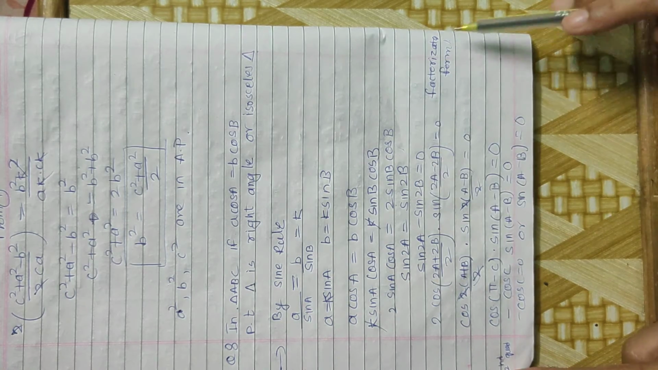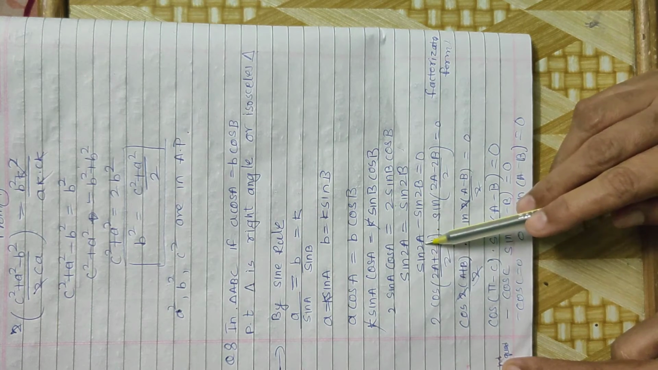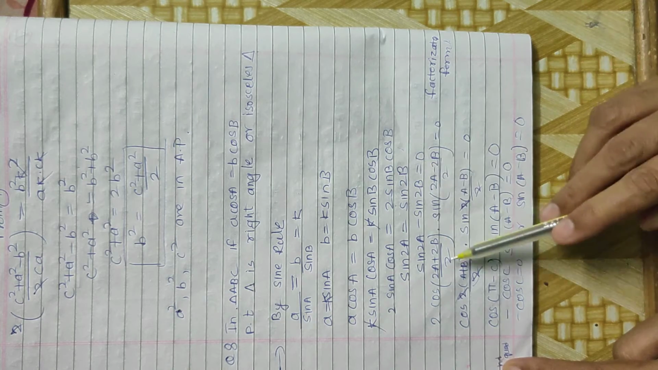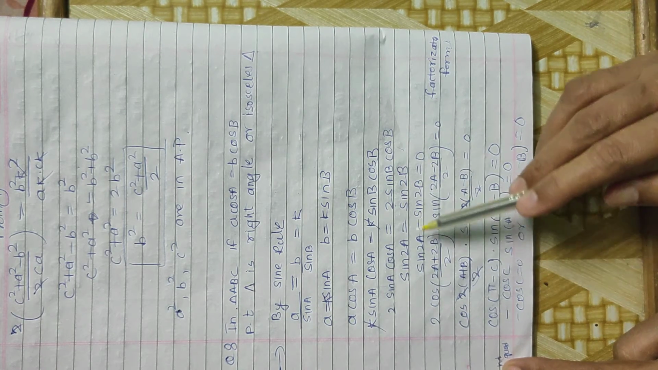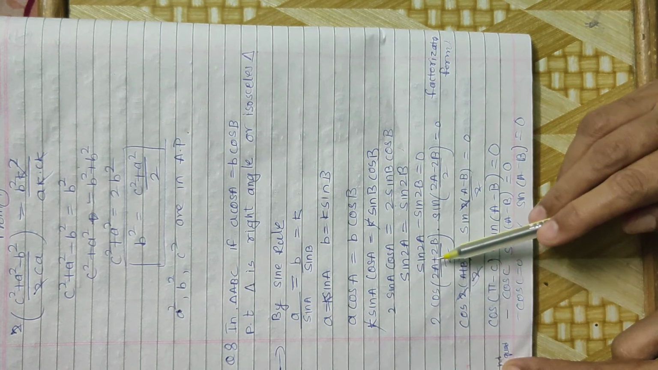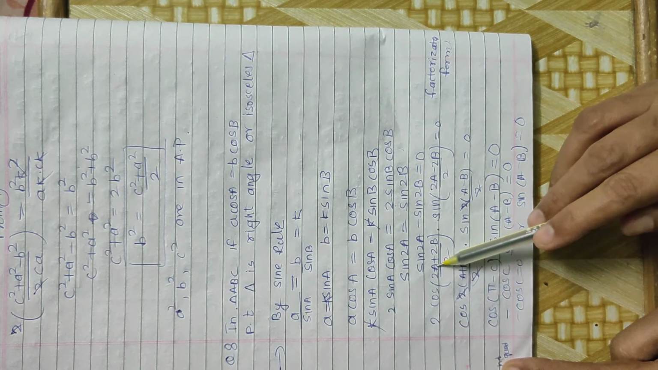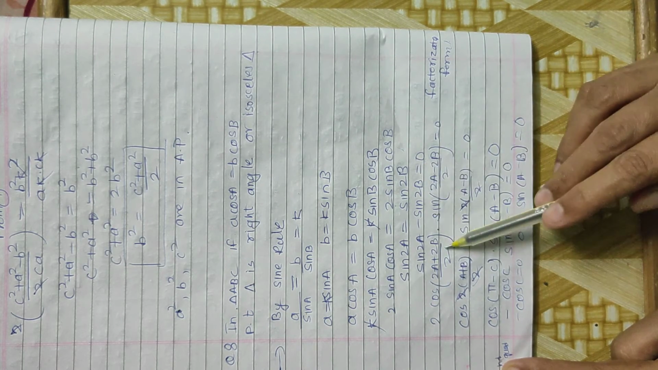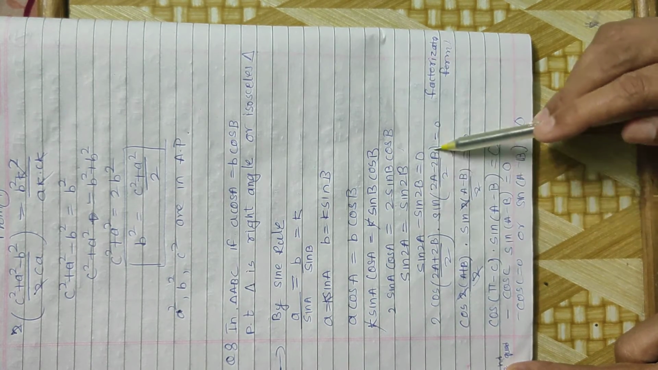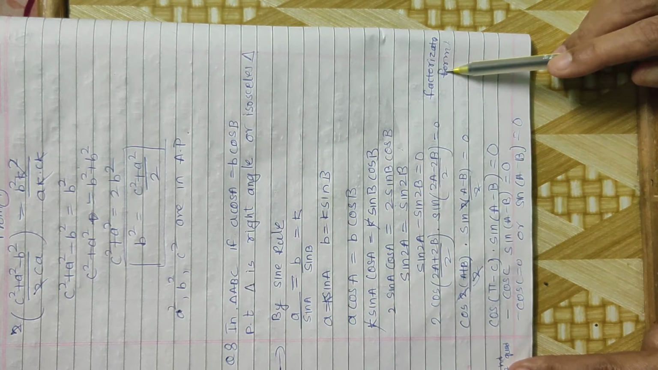Now here we will use the factorization formula, that is sine 2A minus sine 2B is 2 cos (2A plus 2B) upon 2, say the factorization formula of 11th standard, into sine (2A minus 2B) upon 2 is equal to 0. This is the factorization formula.